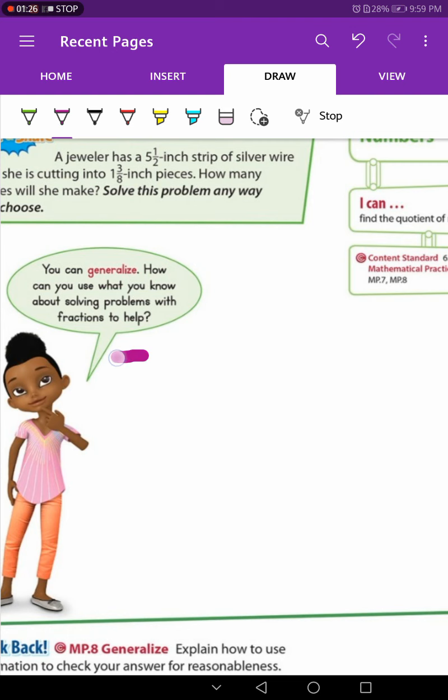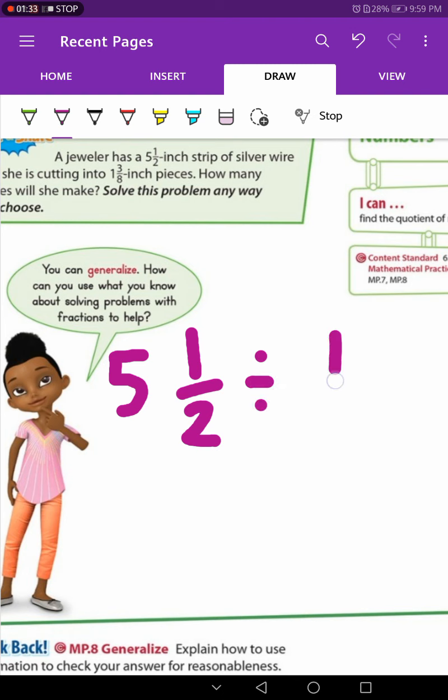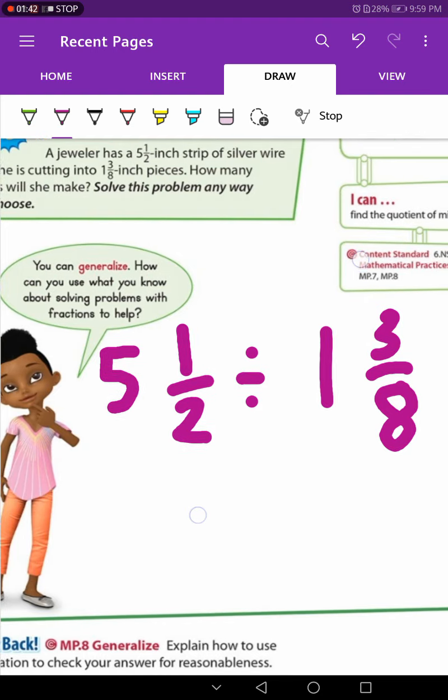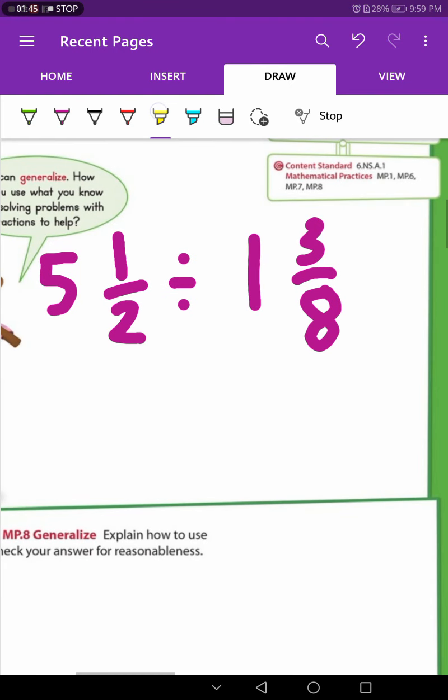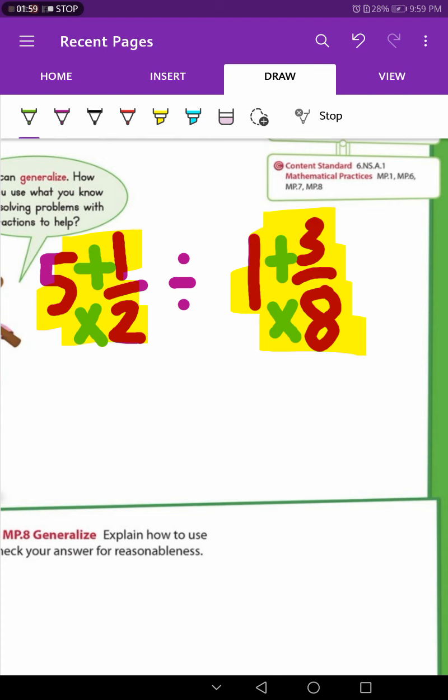So it is 5 and 1/2 divided by 1 and 3/8. And you are familiar with mixed numbers, and you know that if I have any mixed number here, we have to write it as an improper fraction. How come? As we learned before, you just multiply then plus, multiply then plus. And how does it work?